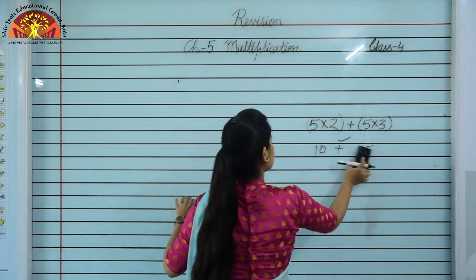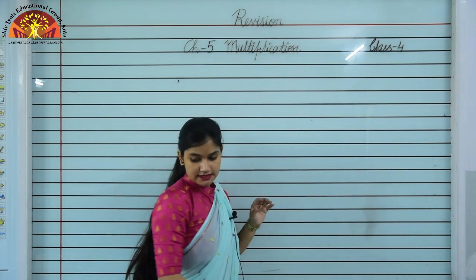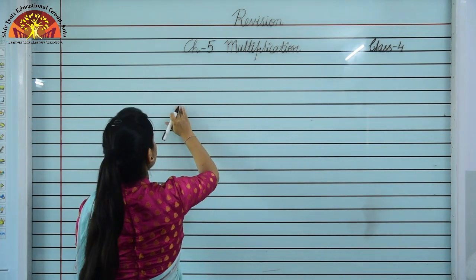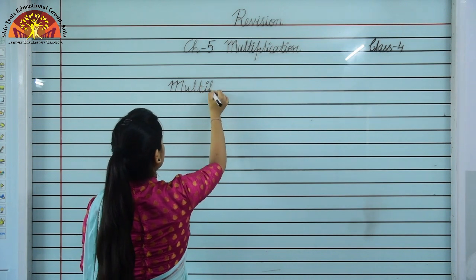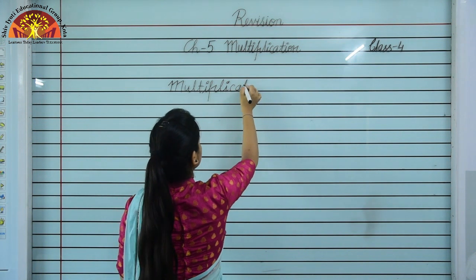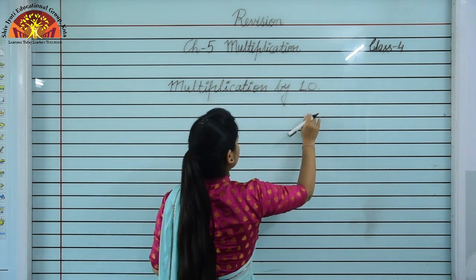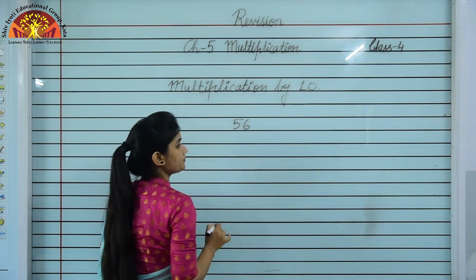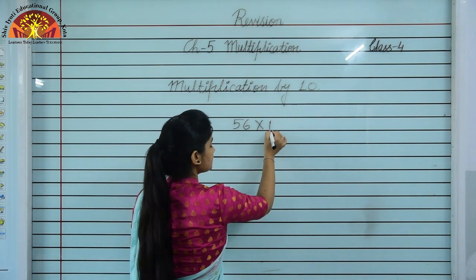The next topic is multiplication by 10, 100 and 1000. That is given on page number 56. Multiplication by 10. So we are taking a number, the number is 56. What is the number? The number is 56 and I am multiplying this number by 10.